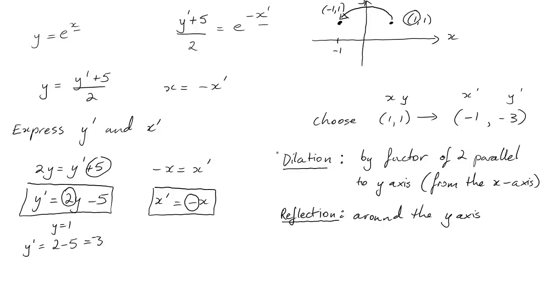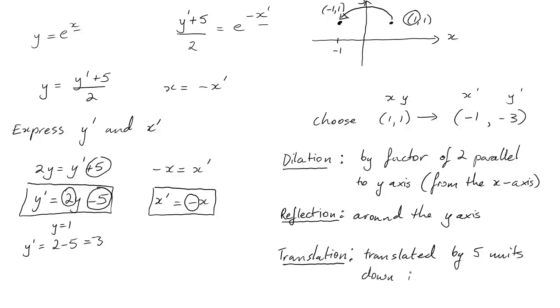So far we've listed 2 of the sequences of transformations. We also need to focus on the last one, which is translation. Now we can see that there's no x translation because there's no number adding or subtracting from x. We can also see that the y has a translation. So the translation is 5 units down. So translated by 5 units down along the y-axis. So these here would be your sequences of transformations that you would discuss.